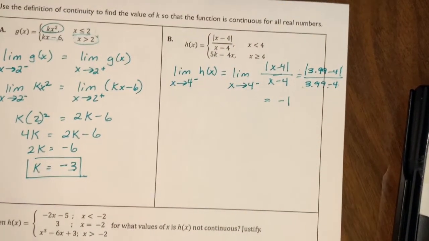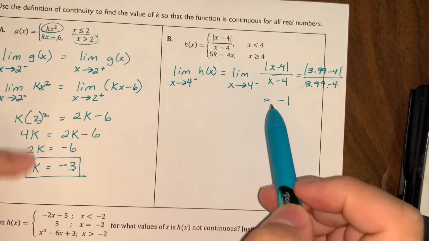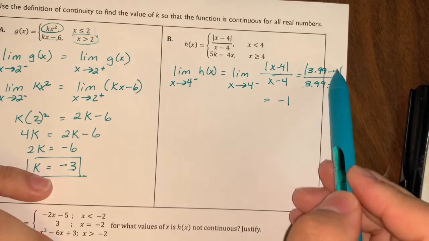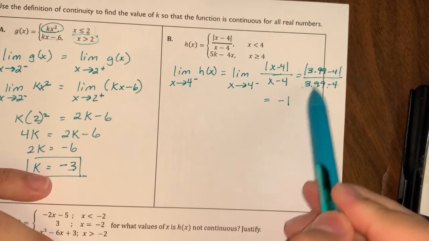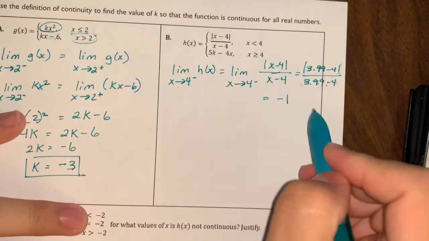Okay, so be really careful with absolute values. You need to understand intuitively and figure out which side it's coming from, the left or the right. If it was coming from the right, then we could use something like 4.01, and it would still be positive on the top and the bottom, and it would be positive 1. So just look out for those types of problems.